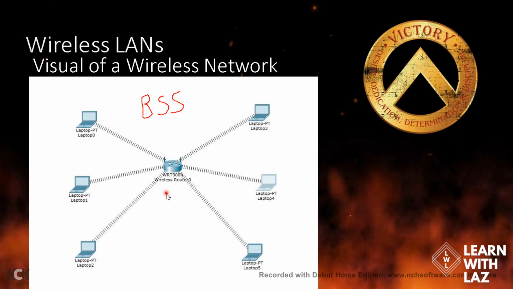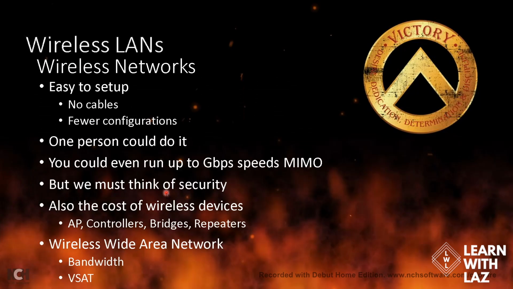Non-overlapping channels. So they don't overlap, and that's due to many things, all right? But then when you're creating a wireless network, you also need to think about what equipment am I going to be using? Because right there, it says here, easy to set up. You have no cables. It says there are fewer configurations, but is it really fewer configurations? Not really. I'm going to put a question mark right there.